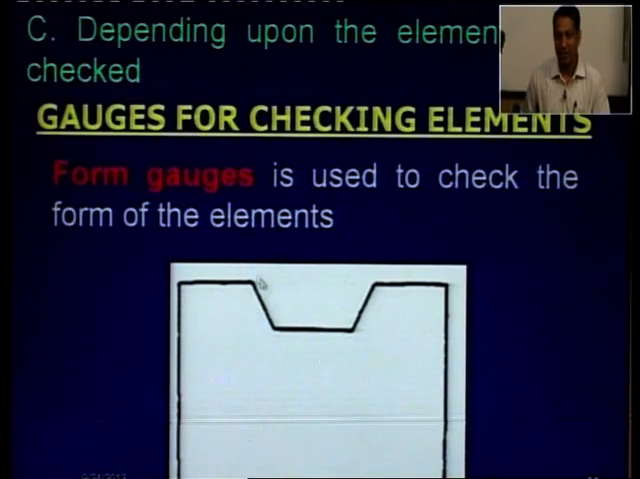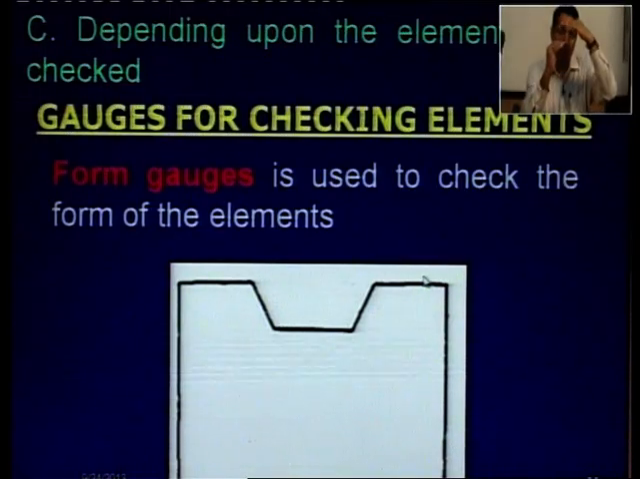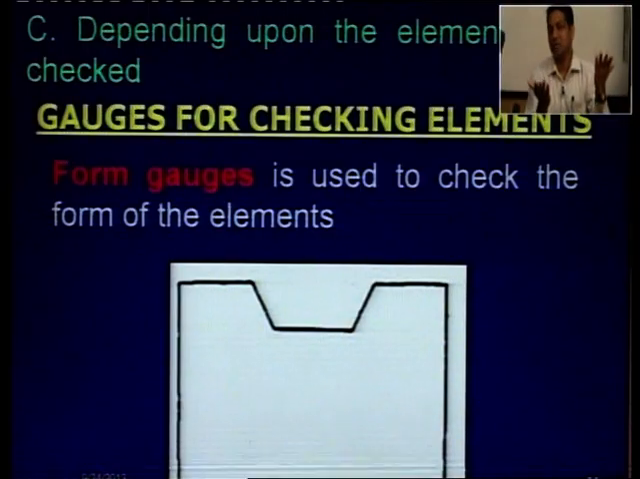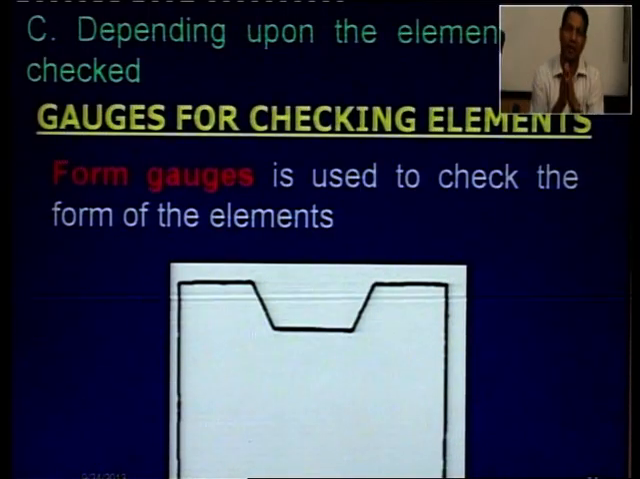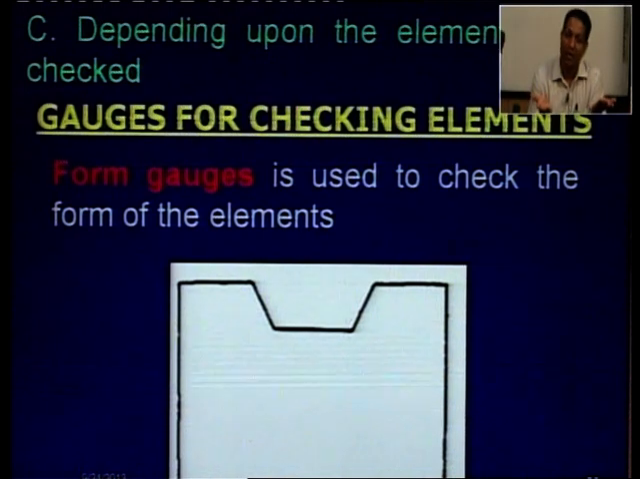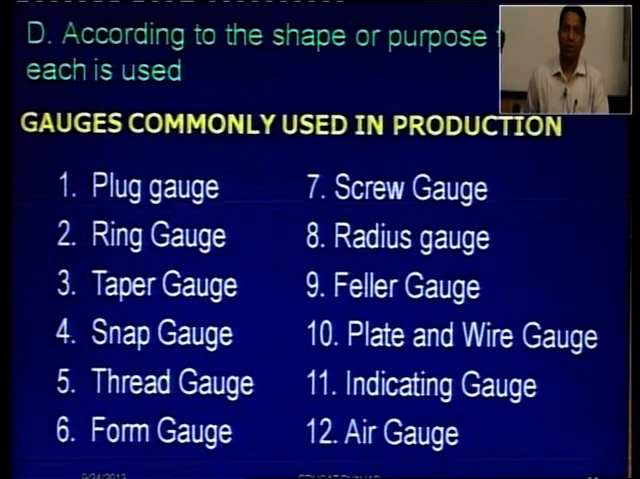So the form gauge is inserted on it, placed on it, and we check whether there is any air gap or not. If there is no air gap, this means the component is acceptable, otherwise my dear friend, the component is rejected. So according to the shape or purpose for which each is used: plug gauge, ring gauge, taper gauge, snap gauge, thread gauge, form gauge, screw gauge, radius gauge, feeler gauge, air gauge, indicating gauge, plate and wire gauge. So many kinds of gauges are there depending on what we want to check.